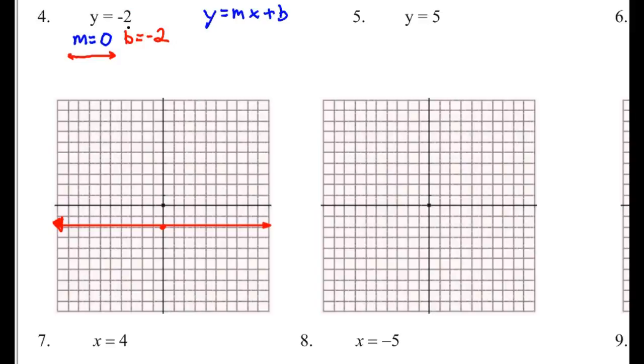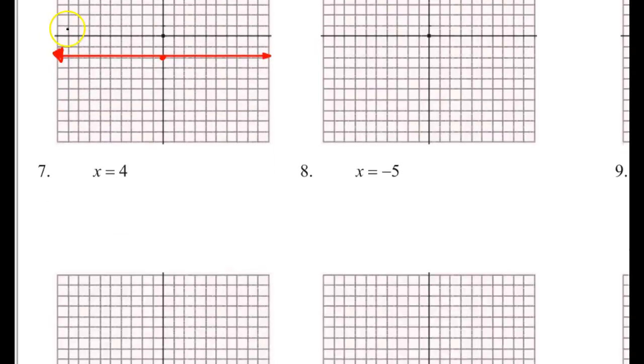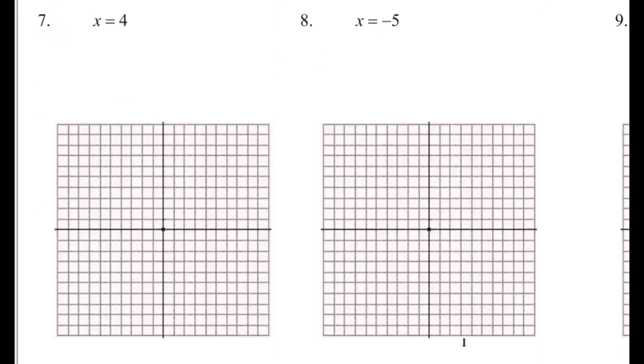So when it was just equals to a number, those are really fast to graph. You didn't have to count any squares up or down. Now the one that was weird was like number 7, when there was x equals. Because for there, the slope would be undefined, which meant it was a vertical line, and that there's no y-intercept. So it's a little different from everything else.